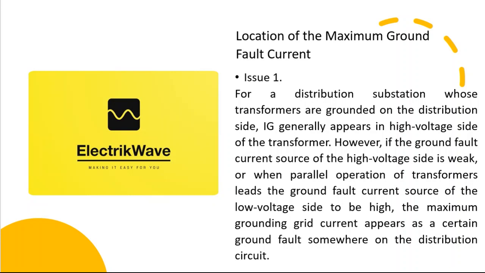Let's see issue 1. For a distribution substation whose transformers are grounded on the distribution side, Ig generally appears in the high voltage side of the transformer. However, if the ground fault current source of the high voltage side is weak, or when parallel operation of transformers leads the ground fault current source of the low voltage side to be high, the maximum grounding grid current appears as a certain ground fault somewhere on the distribution circuit.